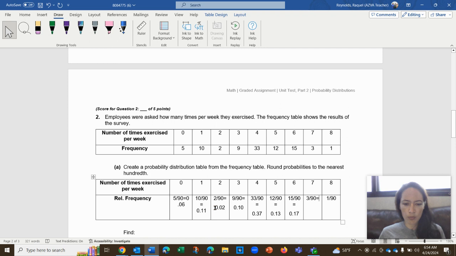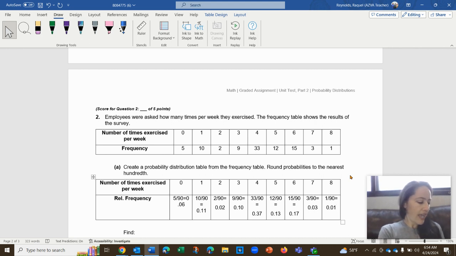0. I'm going to make a guess. 0.03, just based on the pattern. I don't know if I'm right or not, but let's try it. 3 divided by 90. Aha, I was correct. 0.03. And then that should be 0.01. 0.01, but you can check it. 1 divided by 90. Yeah.